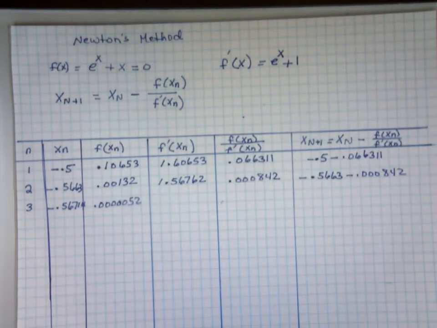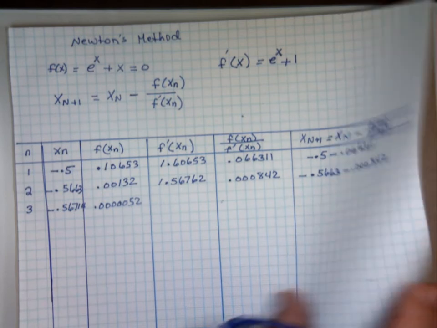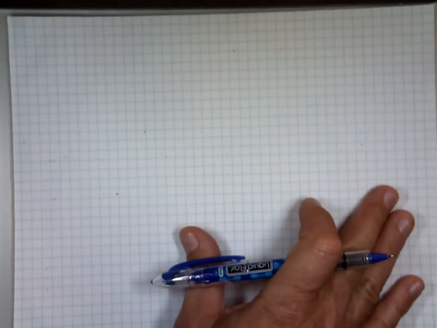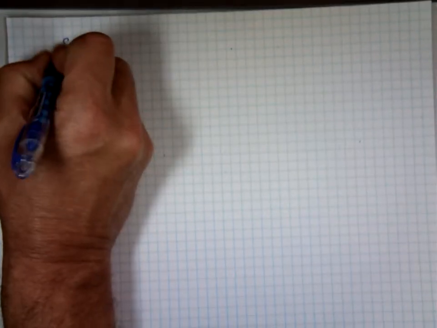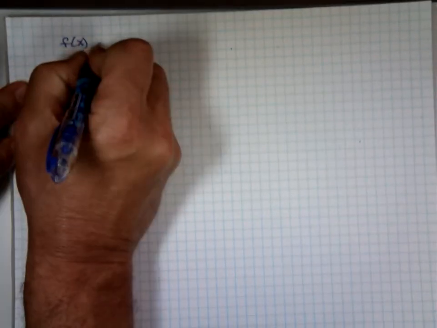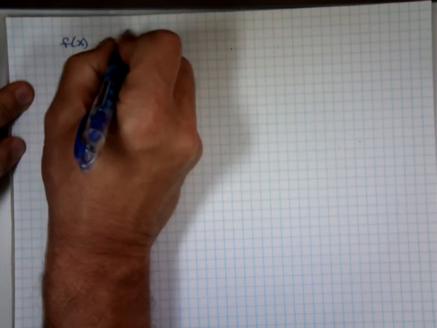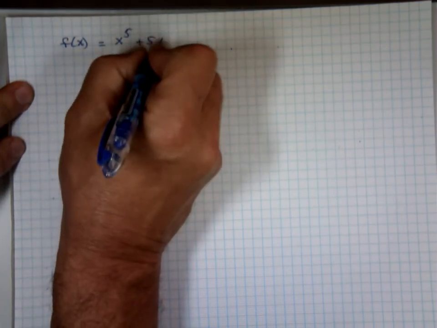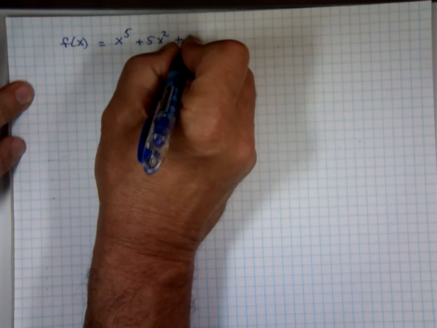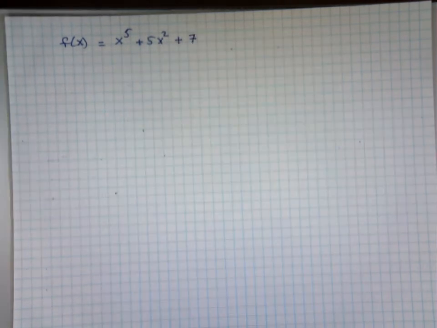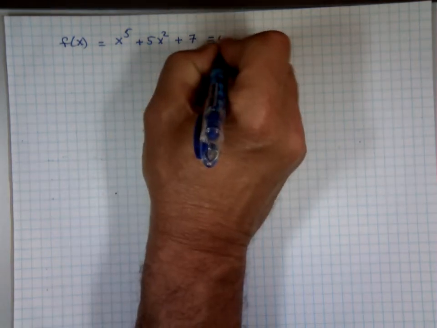I'll just take a problem, a wild guess without thinking about it. Here's a problem. We wrote something on the board today. What was it? Was it x to the 5th plus 5x squared? Let's make it plus 7, just to make my life easy. And I want to find the root of that. I want to find where the function is equal to 0.